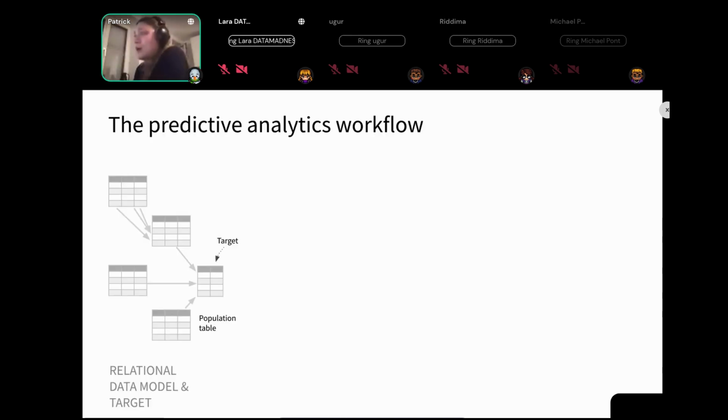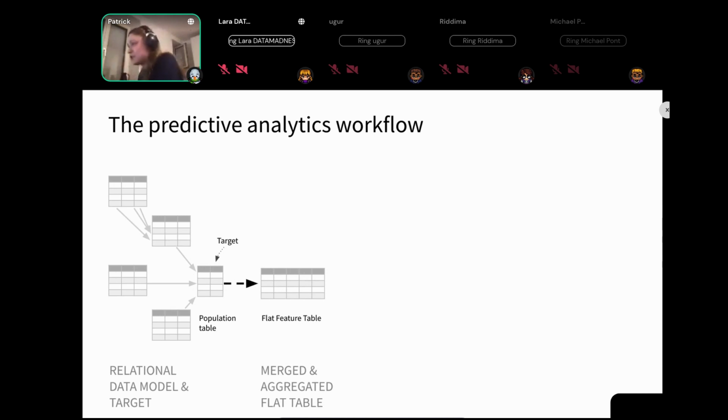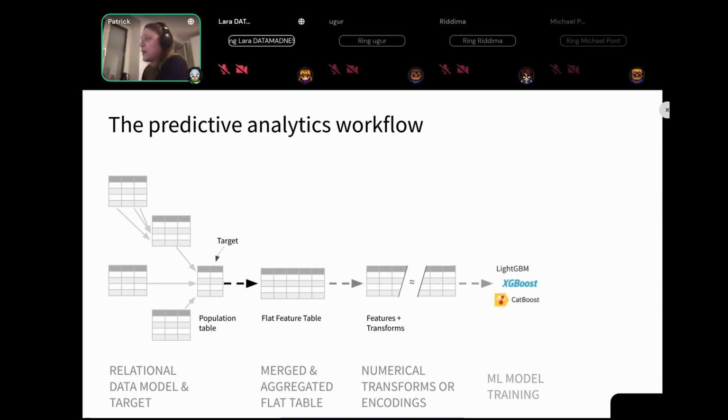Okay, so now that we have established that there are many, many use cases that involve relational data, whenever you do a use case like this, you will be presented with the predictive analytics workflow. So what you will have in the beginning are all these tables that are related to each other in a relational manner. You've got this relational data model, and then there's one table that contains your target value. And of course, what you want to do is to turn all of this relational data into a flat feature table. And this flat feature table, you can do some simple transforms on that, and then insert this into your favorite machine learning algorithm, like XGBoost, LightGBM, CatBoost, scikit-learn, and whatnot. So there are many, many things you can do there, and then of course this is going to give you a prediction.